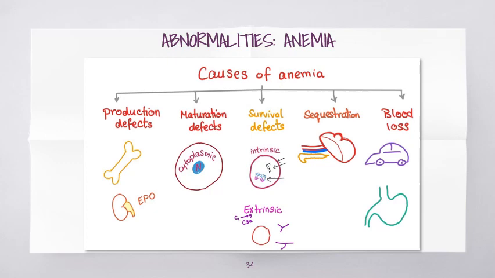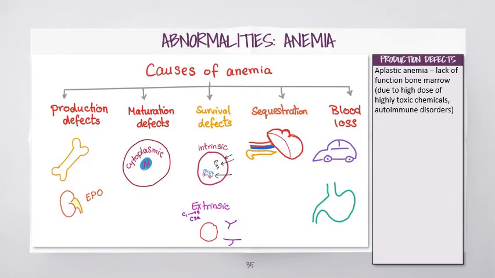So in this image, I am just showing the different causes of anemia. So we have established what we mean by anemia. Anemia can be caused by anything. So this is a good guide for you to know the different causes. So it may be due to production defects. It can be a maturation defect. It could be due to survival, so there is shortened survival of the RBCs. There may be increased sequestration of the RBCs, and or it may be due to increased blood loss. So we will define this.